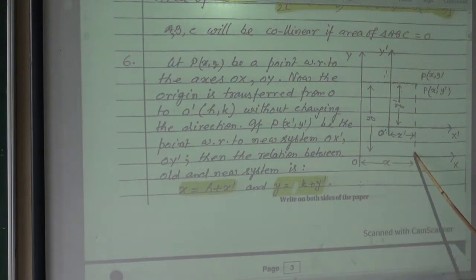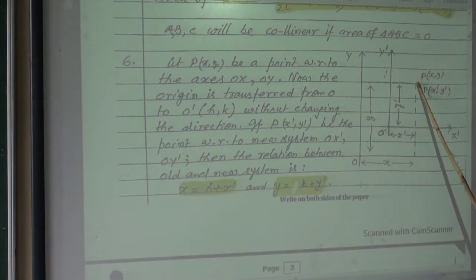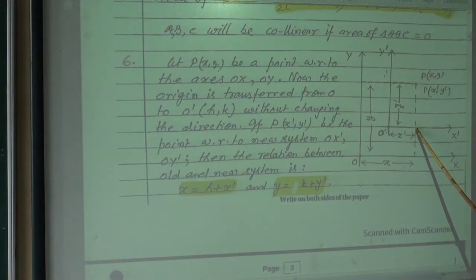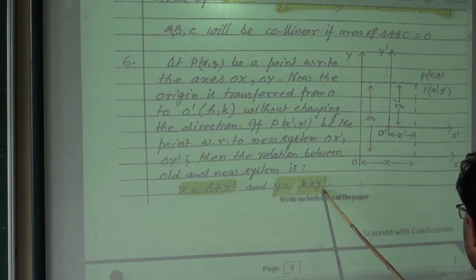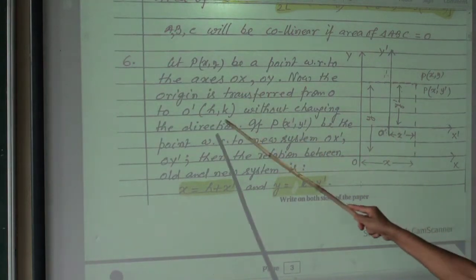So the x value is coming h plus x dash. That's what I have written. x is h plus x dash. Now this much is y, this much is y dash, this much is k. So y is coming k plus y dash. That's why y is equal to k plus y dash. This is the relation between the old system and the new system if you shift the origin from one point to the point h, k.